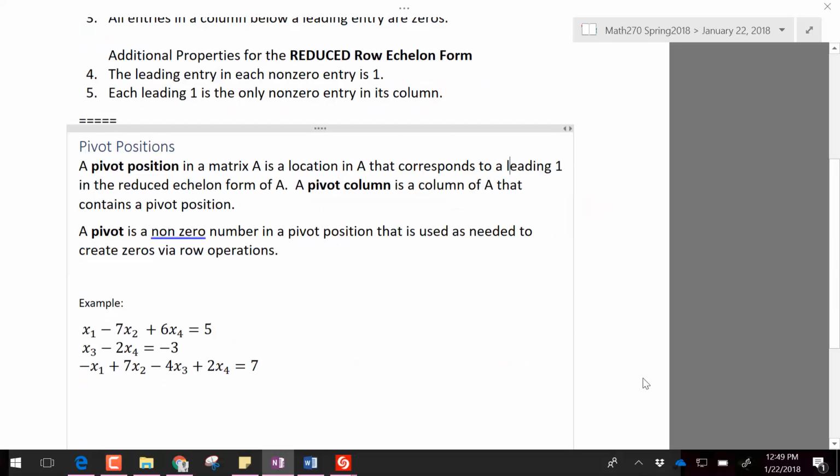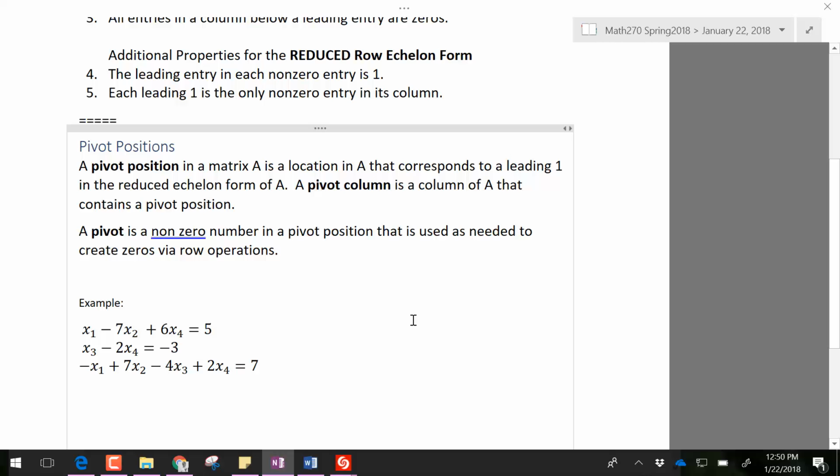So let's introduce a couple of other definitions, and then we'll do an example, and then we'll identify the row echelon form, reduced row echelon form, and these new vocabulary words. A pivot position is located corresponding to a leading 1 in the reduced row echelon form. Now, if you don't reduce all the way, you can still identify your pivot position because it'll be the first non-zero element in a particular row if it's already in row echelon form. And a pivot is a non-zero number in a pivot position, so that's what we're going to call that particular element, a pivot.